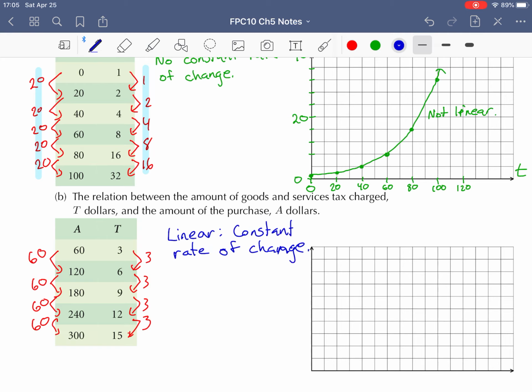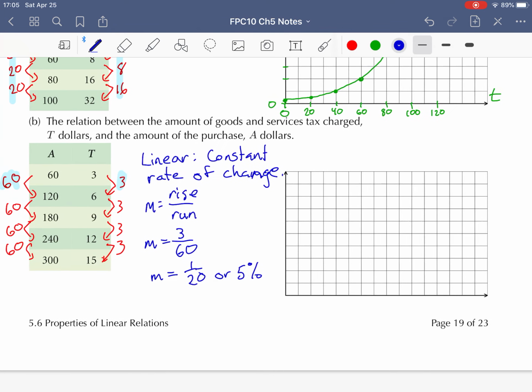We can also determine the slope of the line from this graph. The rise over the run. The rise is quite simply this number over here, and this is our run. So this graph goes up $3. So the tax amount goes up $3 for every $60 you spent, which is equal to 1 over 20, or 5%. So this is a 5% tax.